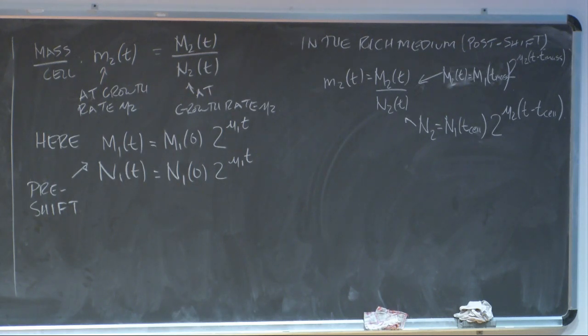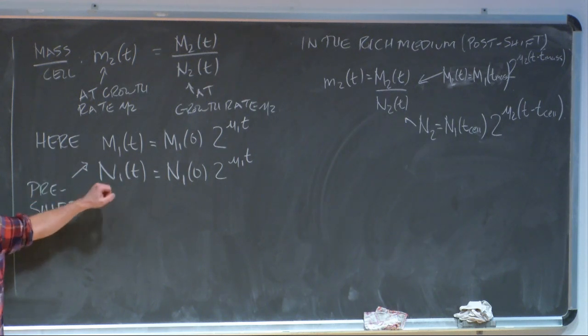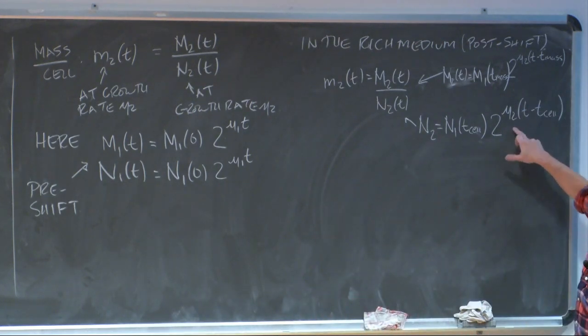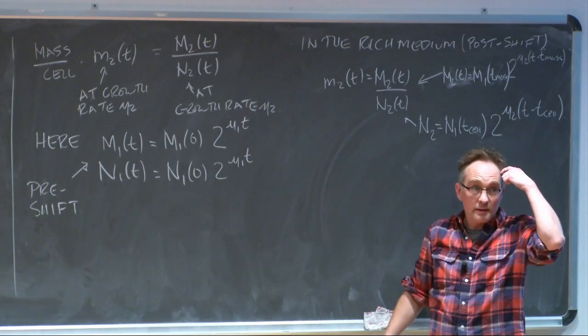horrendous. I'm going to have a ratio of a bunch of exponentials multiplying one another. But they'll simplify in a very nice way, which I'll show you in a second. But I want to make sure both halves of this calculation are sensible. Are there any questions about it? So these are the post-shifts. Everything's growing at mu 2. These are the pre-shifts. Everything's growing at mu 1.